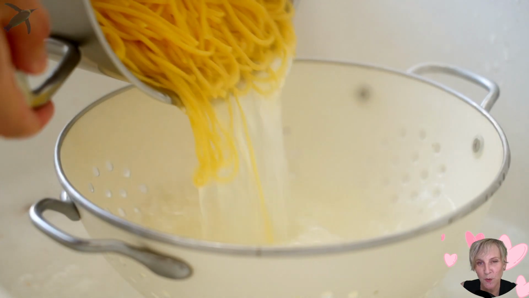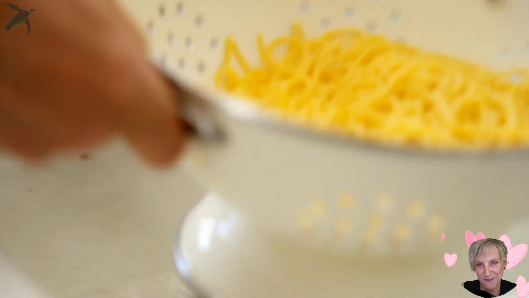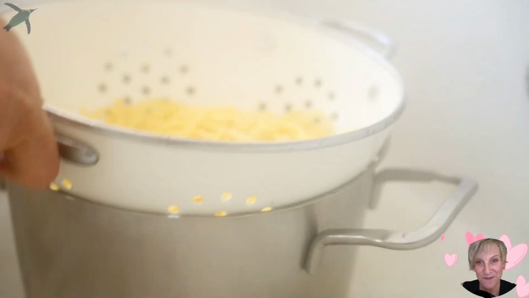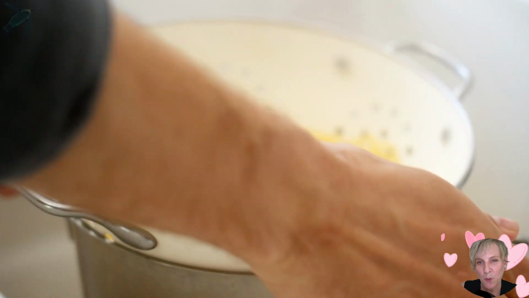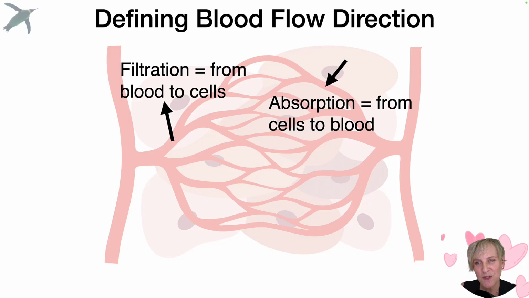For example, when you are filtering pasta from water, you're pouring that material through the holes of your strainer. So we say here that the water is being filtered. When we go the other way, from the cells to the blood, we call that absorption. Okay, so those are the directional terms we use.